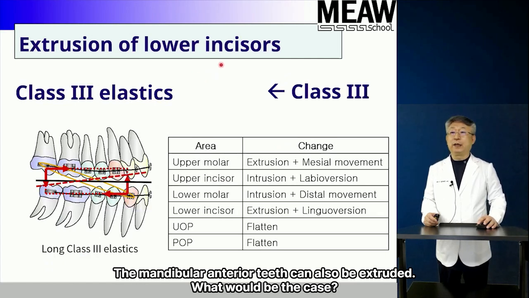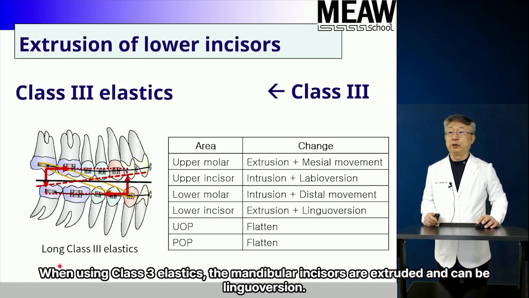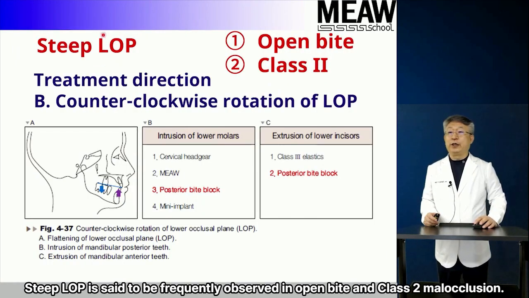The mandibular anterior teeth can also be extruded. What would be the case? When using class 3 elastics, the mandibular incisors are extruded and can be linguoverted. Deep LOP is said to be frequently observed in open bite and class 2 malocclusion.